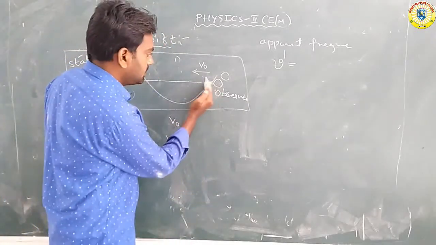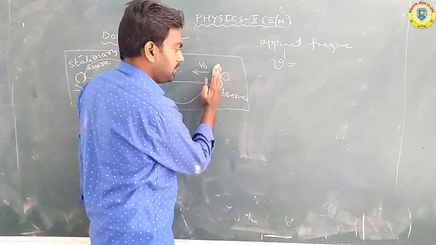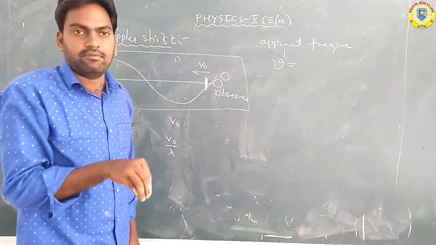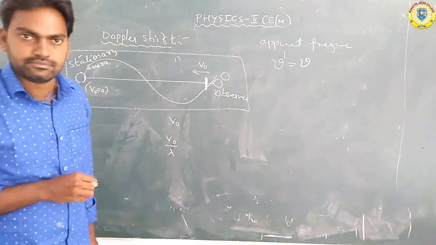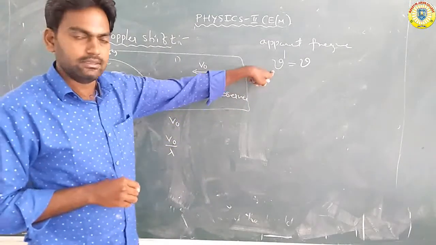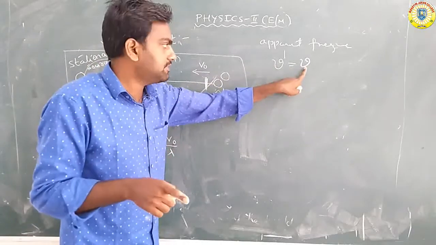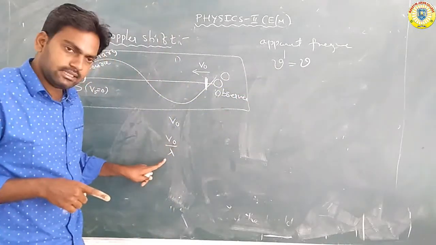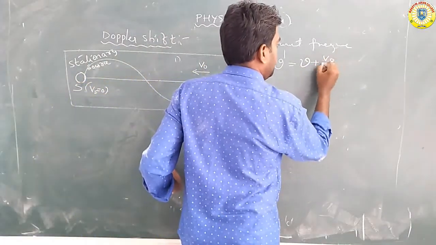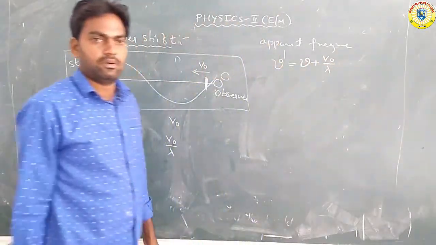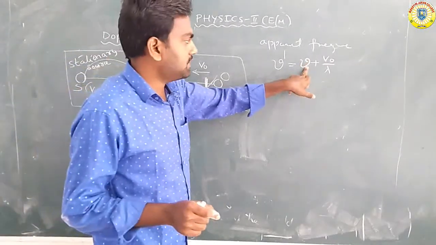When the observer comes closer to the source, the frequency changes to nu dash. The frequency heard when standing here is the actual frequency, which is called nu. Nu is the actual frequency, and the extra is v naught by lambda. Nu dash is the apparent frequency, the actual frequency plus the extra.